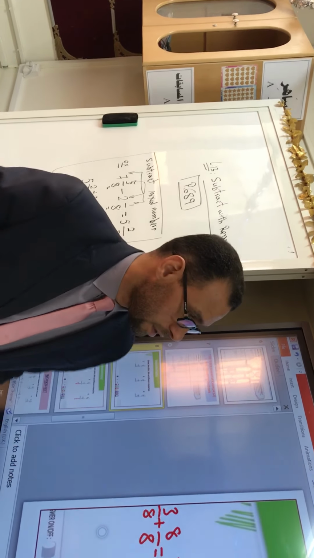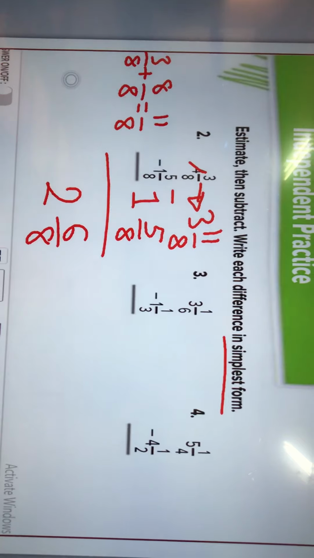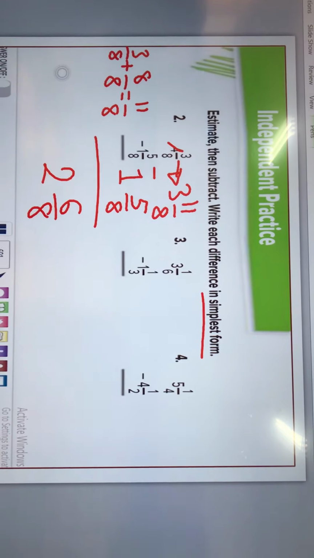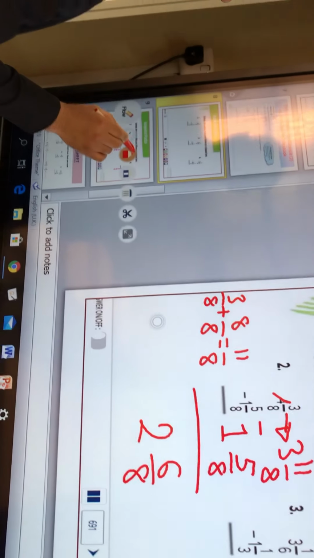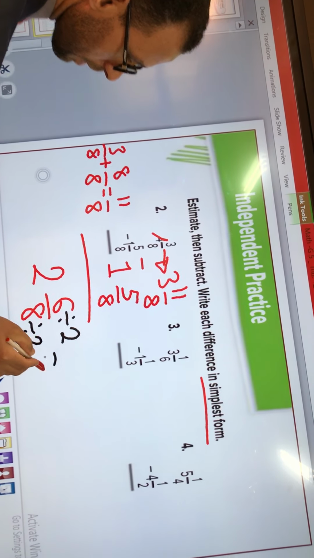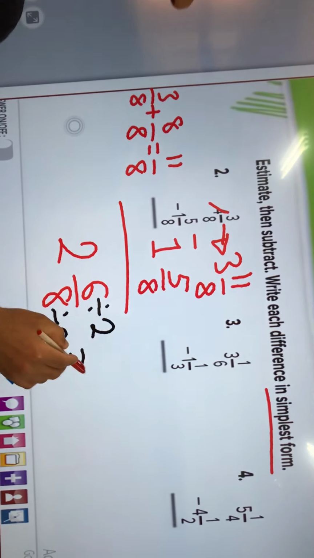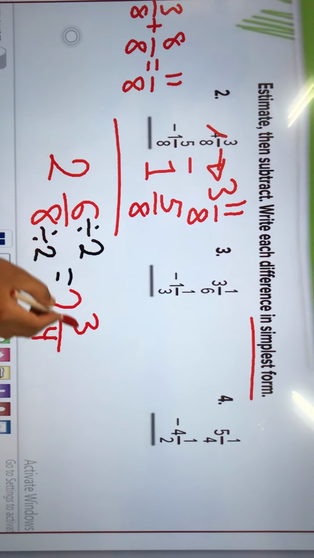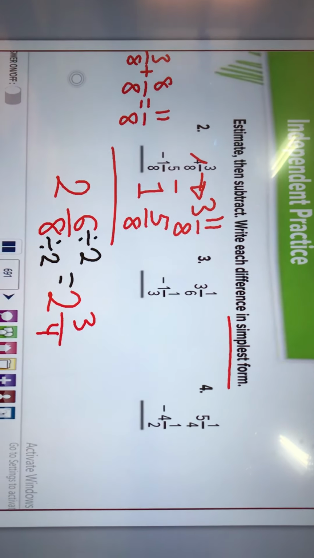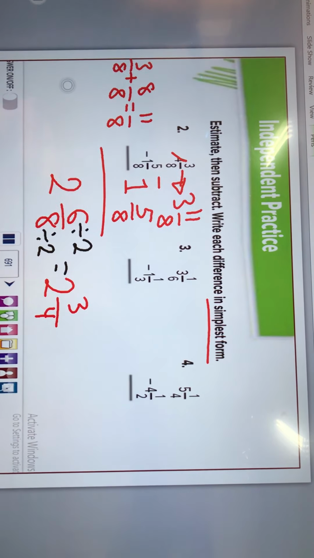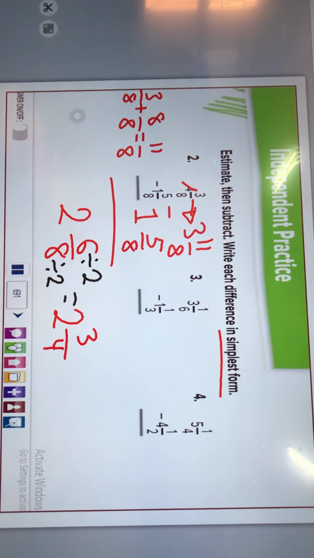No. See? Is it in simplest form? Not yet. Because 6 and 8 are both in the table of 2, it means you have to divide both of them by 2. I will divide both of them by 2 to write it in simplest form. So the answer will be 2 whole, 6 divided by 2 will be 3, and 8 divided by 2 will be 4. Is it clear? Okay? And now, number 3.